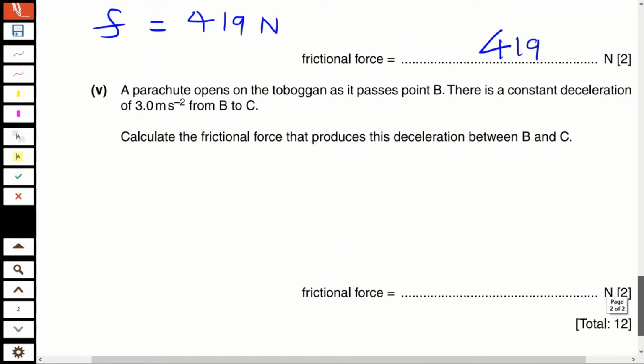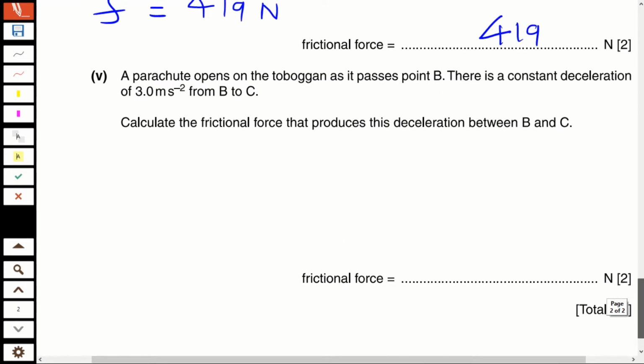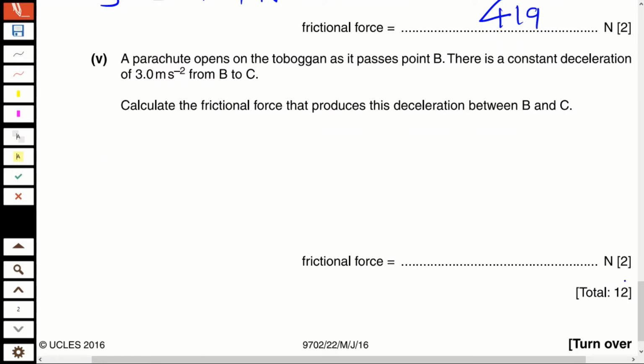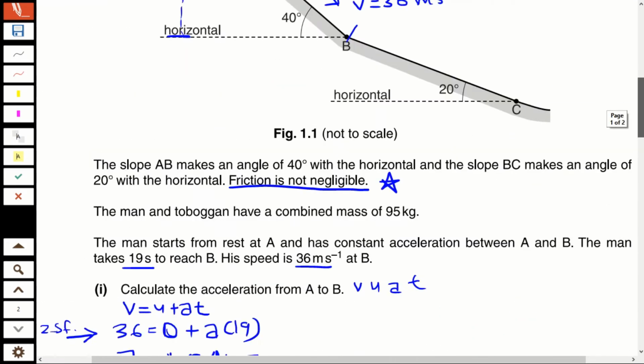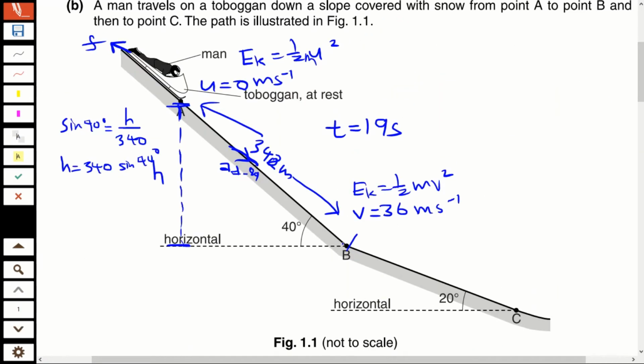Then comes this last bit. Parachute opens as it passes point B. There's a constant deceleration from B to C. So what is happening? Go back to the picture. So B to C, now we're down here. So this one is a little parachute that opens.